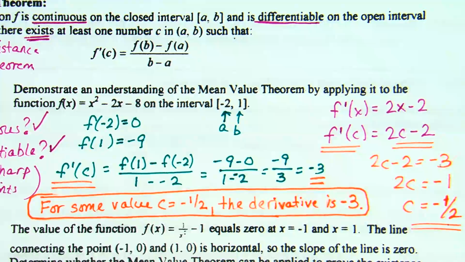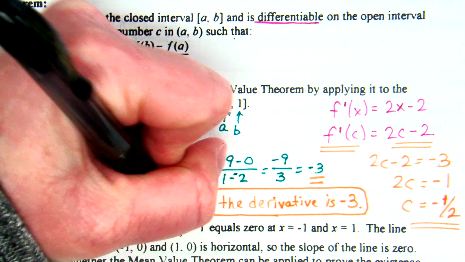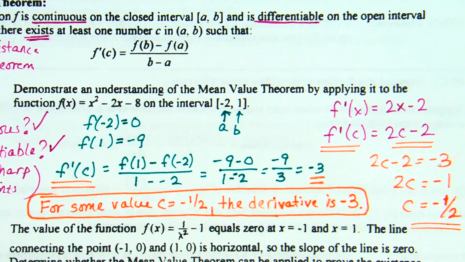Example 2. You'll notice I kind of darkened that in if you couldn't read what it says. The value of the function f of x equals 1 over x squared minus 1 equals 0 at x equals -1 and x equals 1. The line connecting the points (-1, 0) and (1, 0) is horizontal, so the slope of the line is 0. Determine whether the mean value theorem can be applied to prove the existence of a point between x values of -1 and 1 for which the slope of the tangent line to the graph of the function, or in other words, the value of the derivative, equals 0.